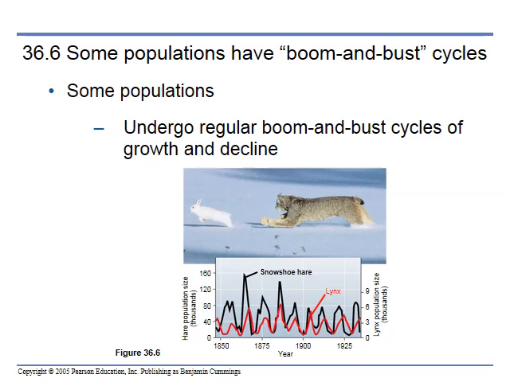Okay, some populations undergo boom and bust cycles of growth and decline. And I like this little graph because you have a very simple graph showing the population of the snowshoe hare and then the population of the lynx.